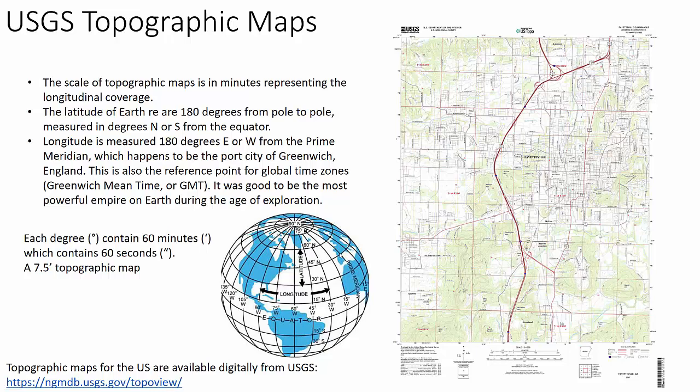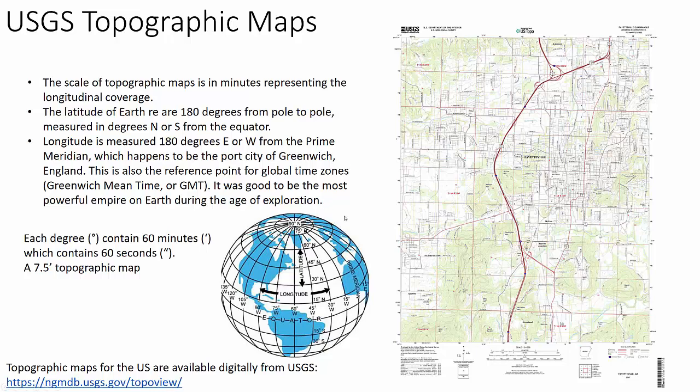So 3,600 seconds in a degree. And the Earth is 360 degrees around. That gives you a sense of the sort of spatial slices that we take of the Earth in these maps. These maps are typically 7.5-minute maps. That's what you see here.